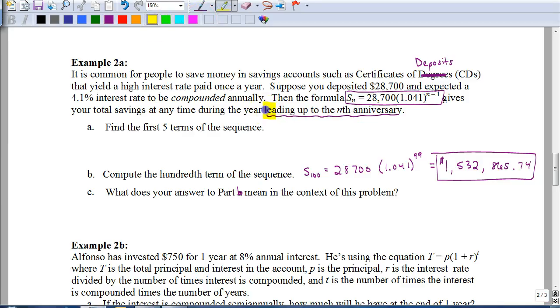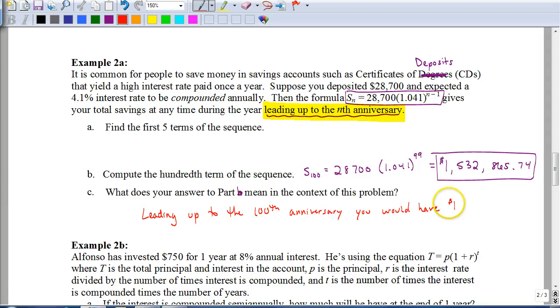Now it does not mean that after 100 years, we would have $1,532,865.74. The way you phrase things is very important, because this doesn't mean that after 100 years you'd have this much money. It would mean that leading up to the 100th anniversary, you would have $1,532,865.74.